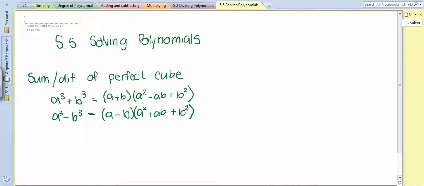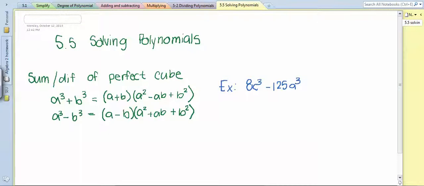Okay, now let's do an example of this. Let's say we had the problem 8c to the third minus 125a to the third.